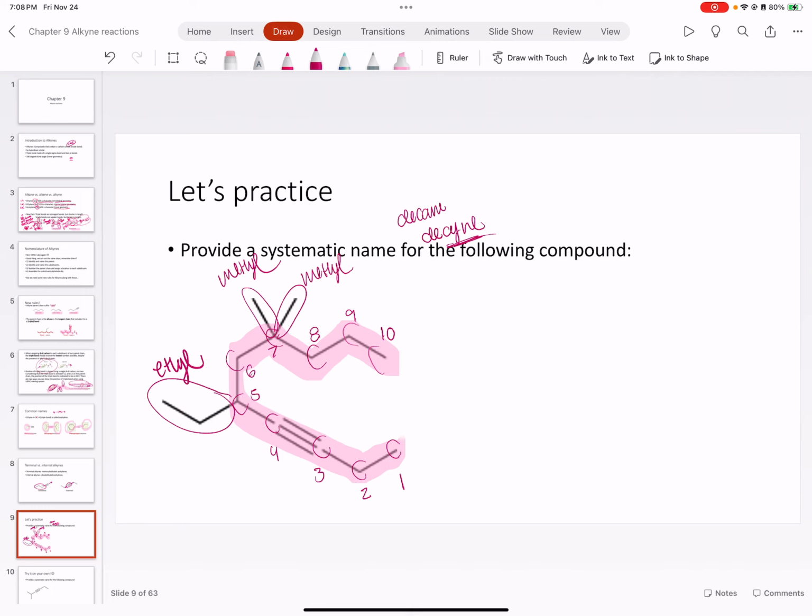Okay, so we have to organize the substituents alphabetically. Ethyl is going to go before methyl. So we have 5-ethyl. And then I have 2 methyls on carbon number 7, so I'm going to put 7,7, and since I have 2 methyls, I'm going to put dimethyl. And then where does my triple bond start? It starts at number 3, and it's going to be decyne. So that will be my answer for that one.